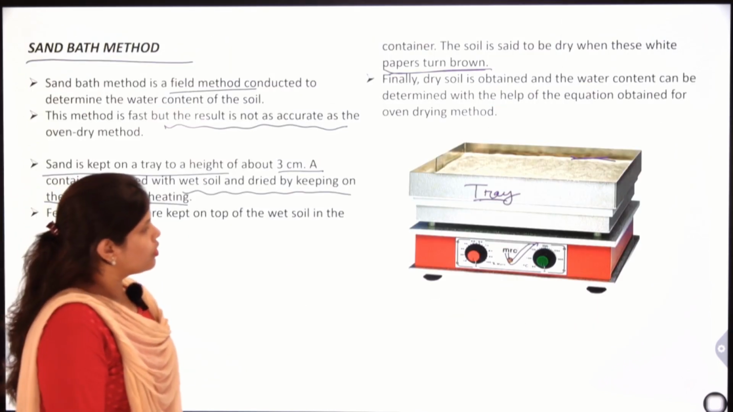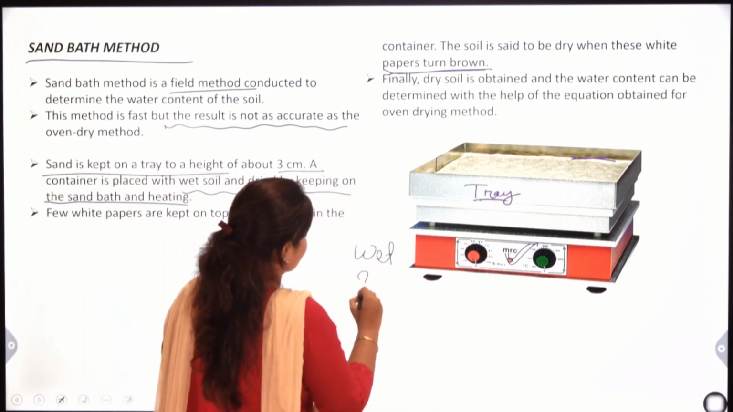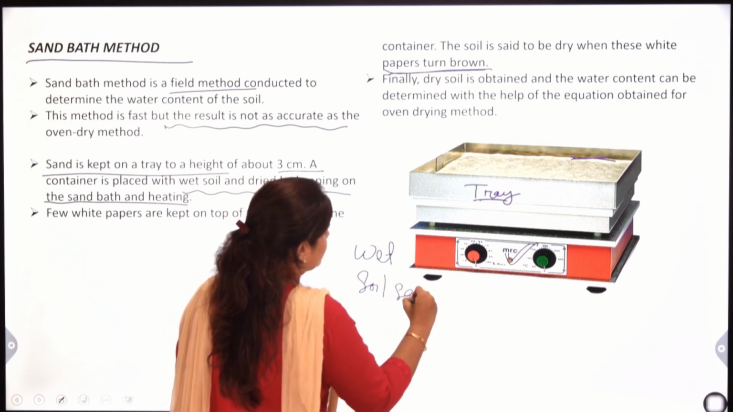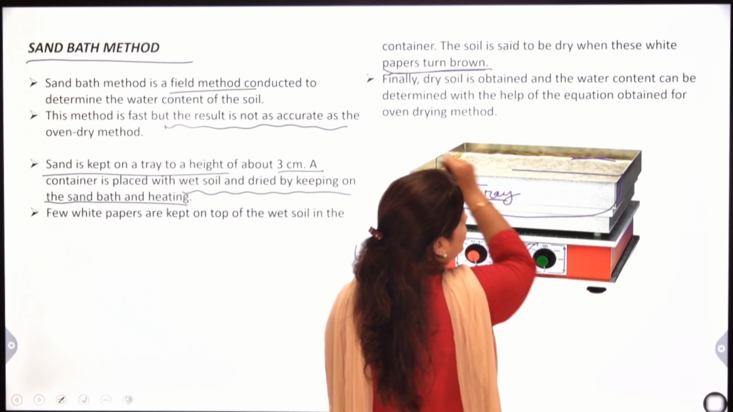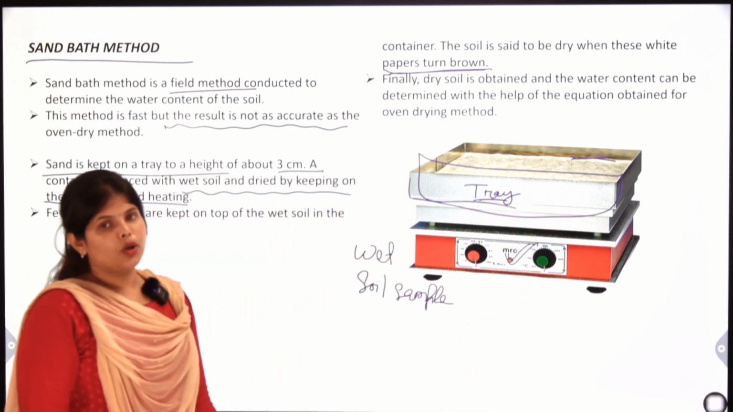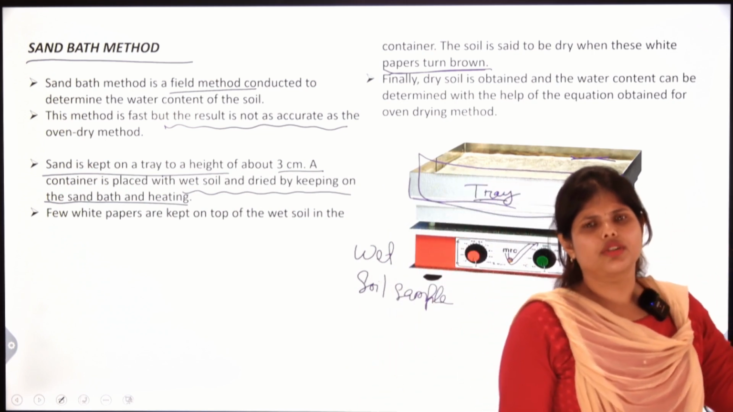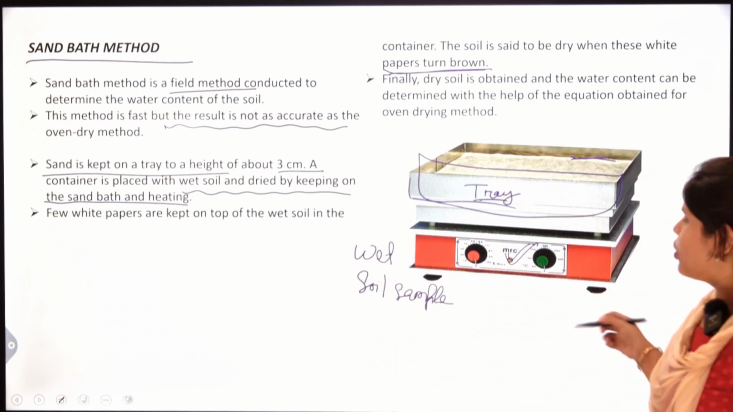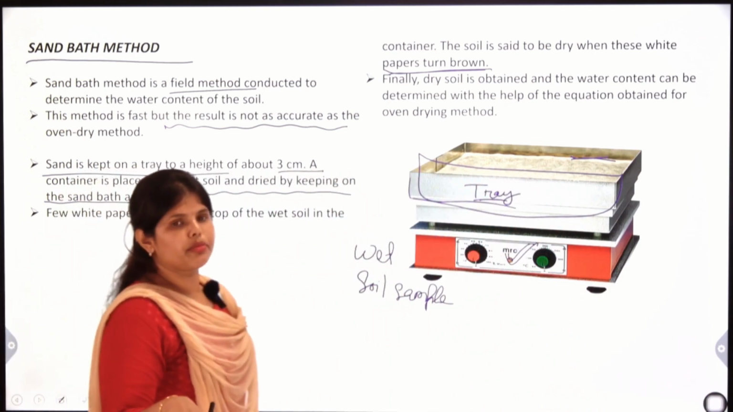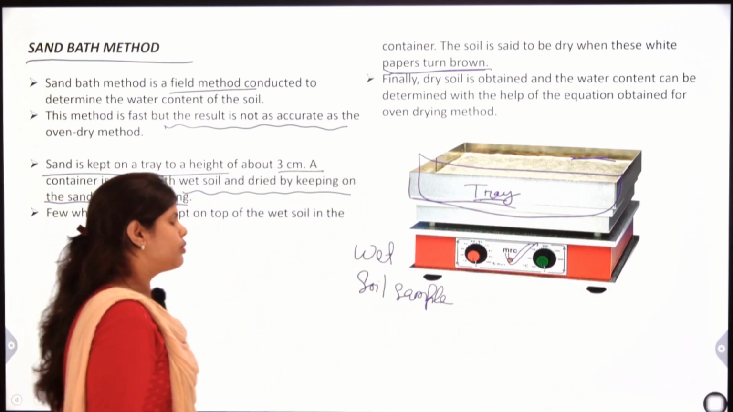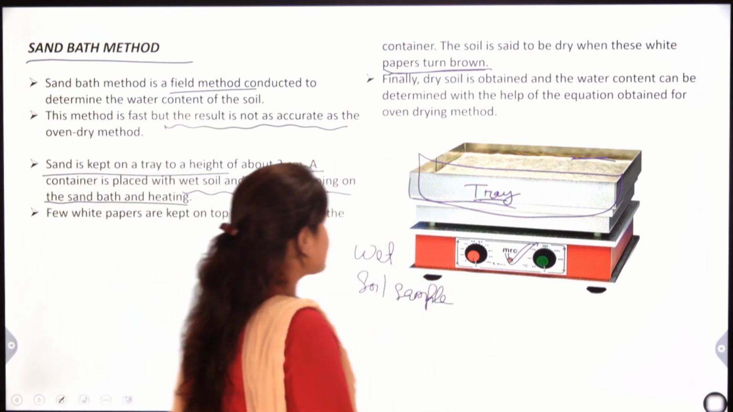So we have the wet soil sample, and we can measure the container weight. Also, after the white paper turns brown, we can calculate the dry soil sample weight. So by putting in the formula of the oven dry method, we can calculate our moisture content or water content from the sand bath method.